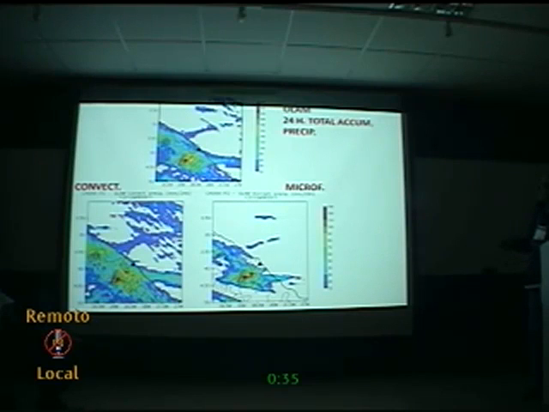The lines here, the contour lines, are the topography. So we see that the convection has a strong influence from the topography as well. So in this region, we have the interface with the ocean and topography.